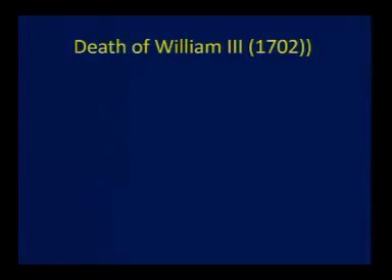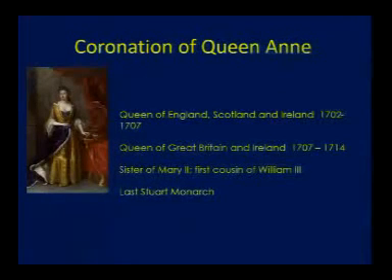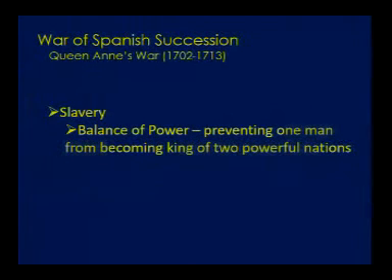William's going to die in 1702, not long after that war ends. Queen Anne will be coronated. She'll take the throne, the baby sister of Mary, the first cousin of William, the last Stuart monarch. She'll be the last person in the Stuart family. She's got relatives, but now they all marry people from other families, so they're not Stuarts anymore. She had no children. We'll talk about that when we get there.